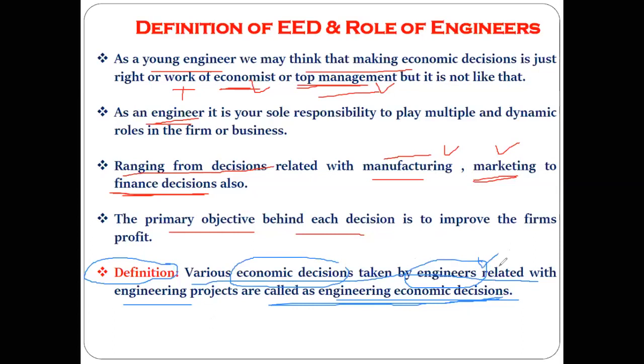So the engineer has to make decisions related to whatever projects they are doing. Now, related to engineering projects, what can be the economic decisions? Can you tell me some examples related to engineering projects? What can be the economic decisions? Project cost. If you select this XYZ project, how much cost will be required to build that project? Then what can be the other factors or things that come under economic decisions related to any engineering project? Or you can take the example of our field only.